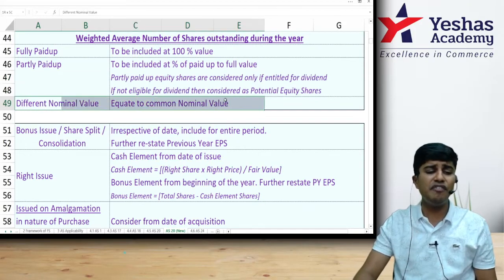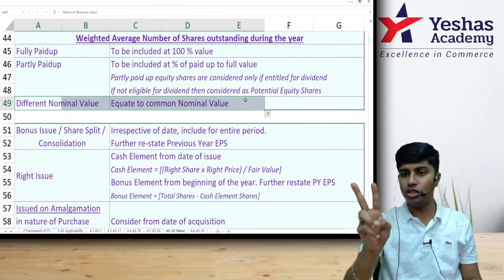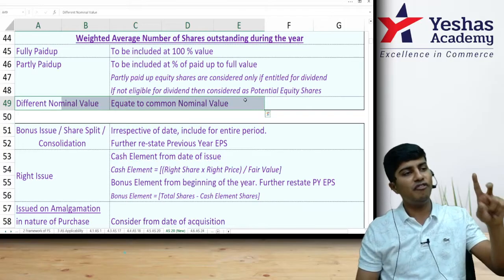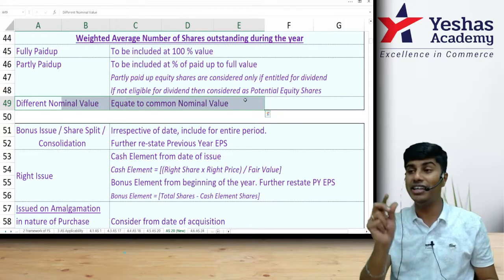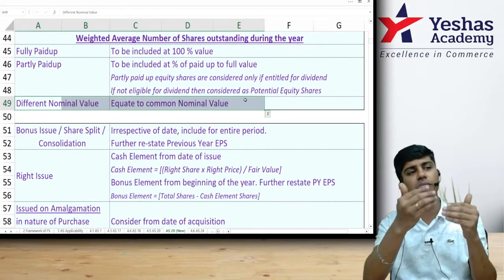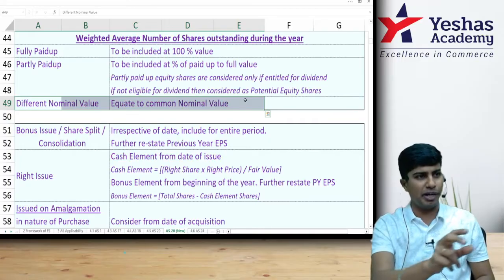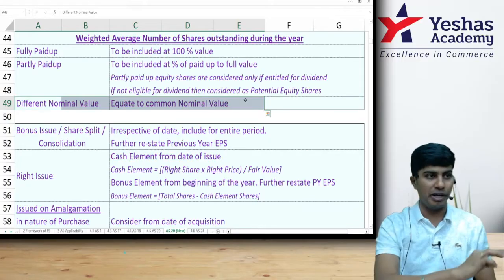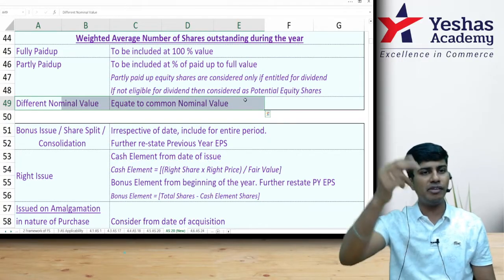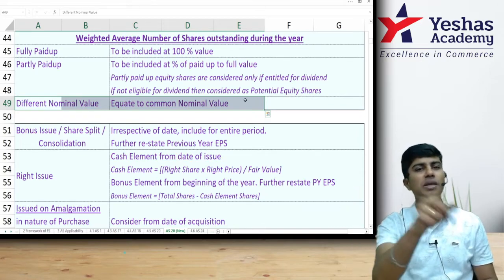If the shares have different nominal value, then we'll have 2 different EPS. If you have 2 classes of shares, you'll have 2 EPS. If you have 1 class of shares, you'll have 1 EPS. We should equate the number of shares. Imaginarily, we'll convert the number of shares and then compute EPS. Say 10,000 shares of 10 each fully paid up, and 10,000 shares of 5 each fully paid up. What will you make it? You'll make it 15,000 shares of rupees 10 each or 30,000 shares of rupees 5 each.